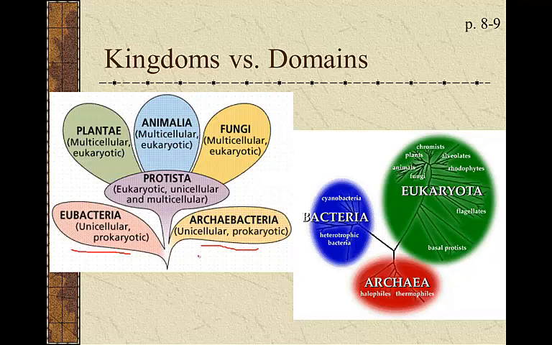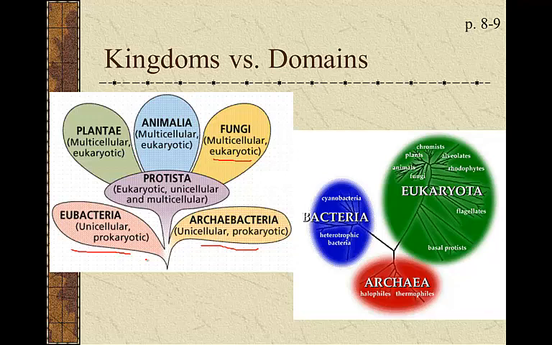So the bacteria have been split to make now six total kingdoms: the protists, the fungi, the plants, and the animals. From there then, you'll see the word eukaryotic. That means they do have a nucleus. And so all of those have a nucleus in their cells, whereas the archaea bacteria and the eubacteria do not have a nucleus and are purely unicellular, single-celled organisms.